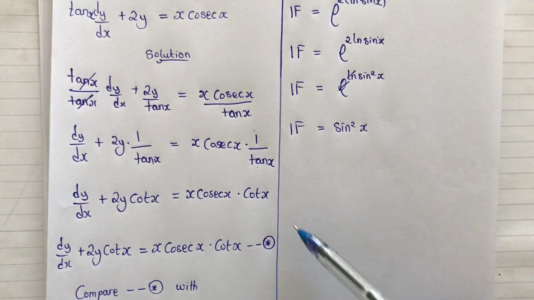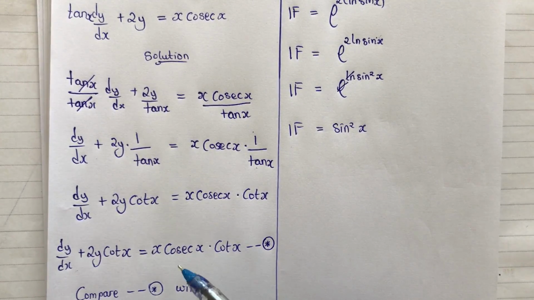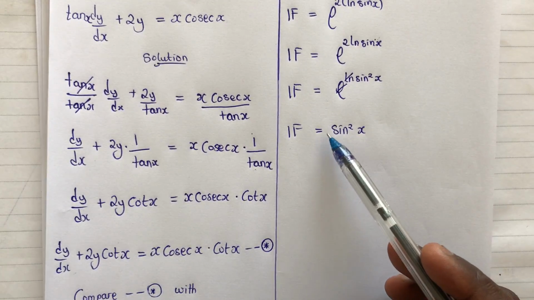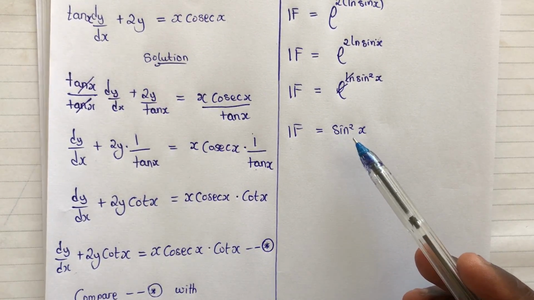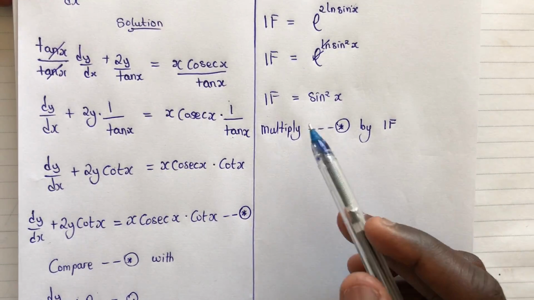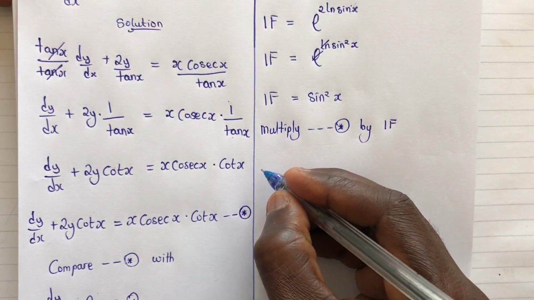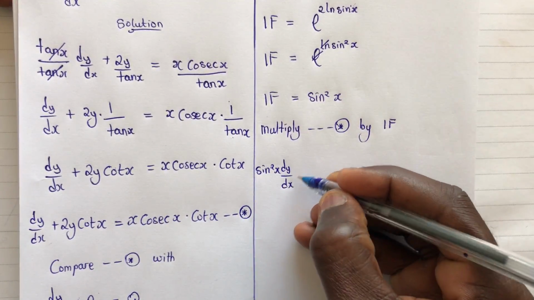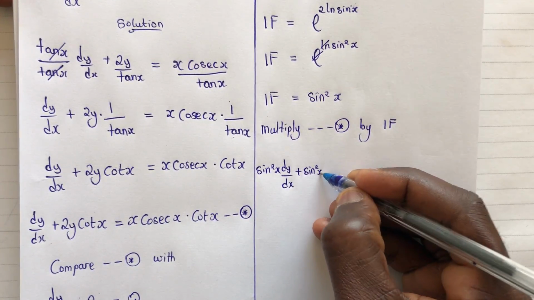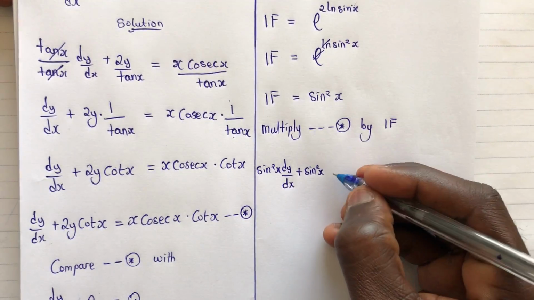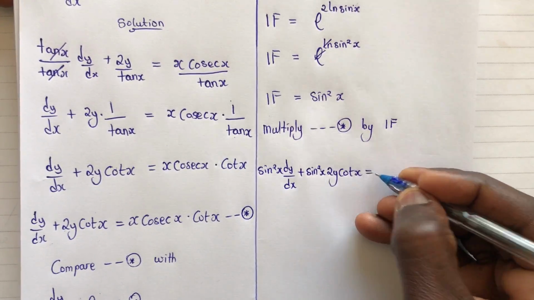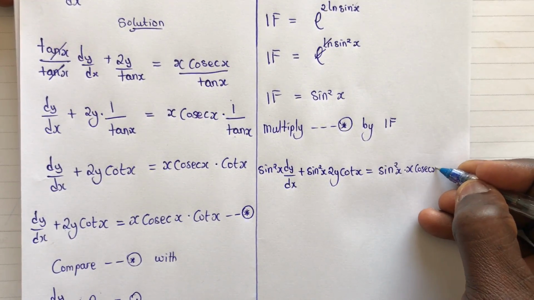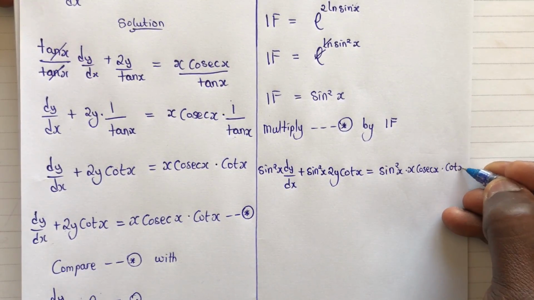So you use it to multiply through, because the solution for a linear first order differential equation can be found by multiplying through by the integrating factor. So let's do that. Let's multiply equation star by IF. So to do that, we have sine squared x times dy dx plus sine squared x times 2y cot x equal to sine squared x times x cosec x dot cot x.